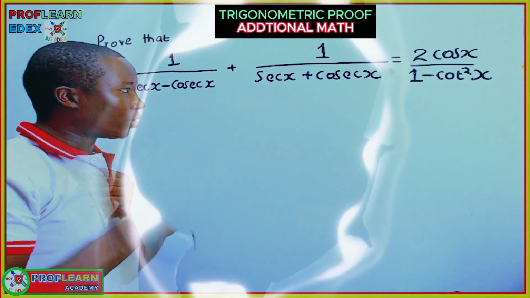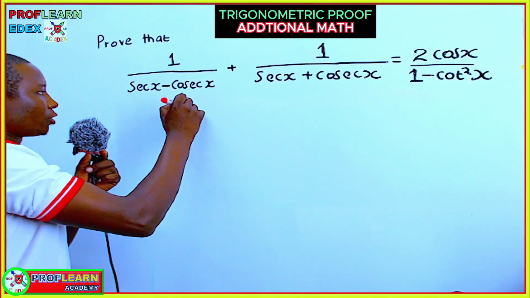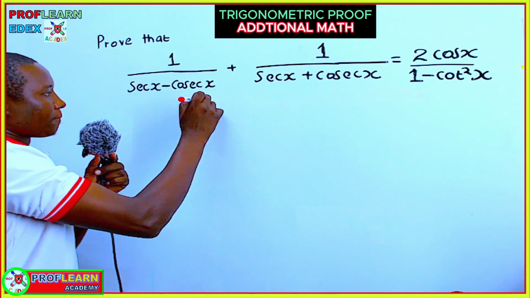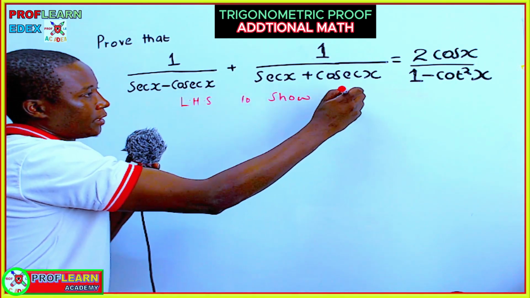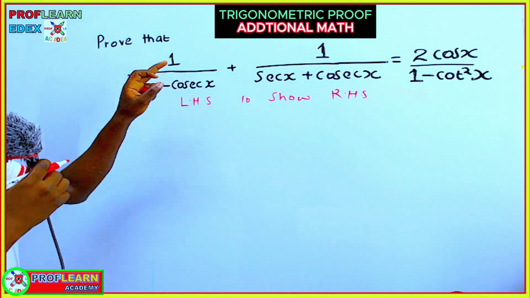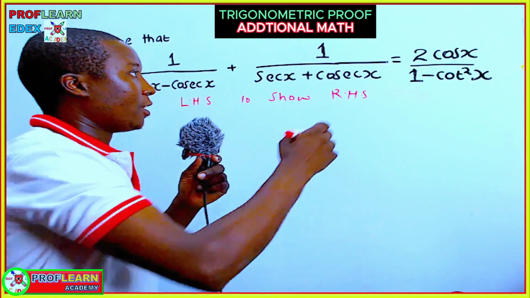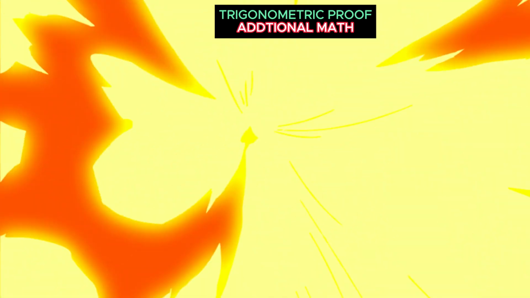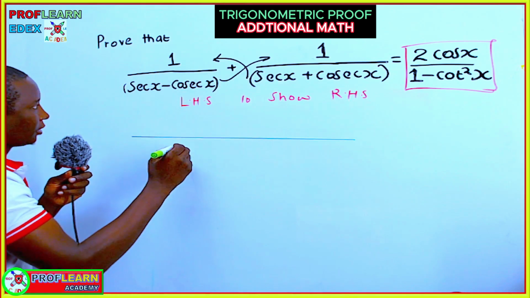In order to prove this, we're going to use the left-hand side to show the right-hand side. So this is going to be left-hand side to show right-hand side. Which means that we are going to begin with this part and check whether we are going to arrive at what we have at the other end. So these two terms are multiplied together.